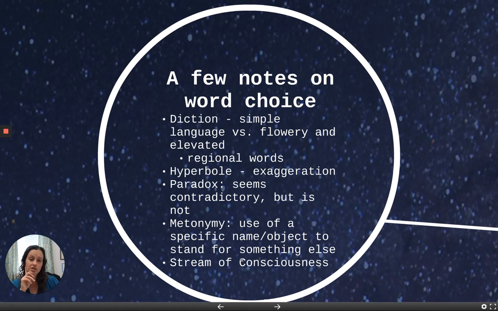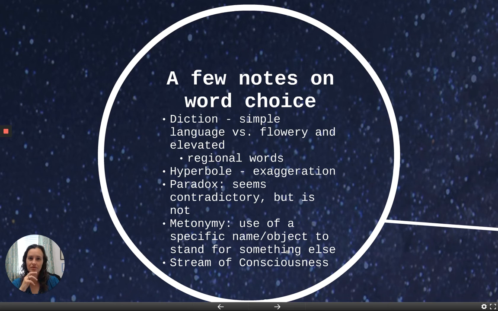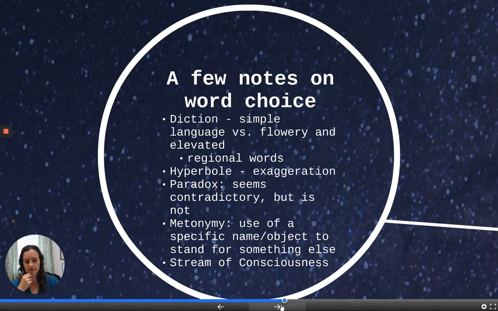And the stream of consciousness is a type of writing where the writer writes the way they think. And the way we think is usually much longer, rambling sentences. And so stream of consciousness is sort of a psychological writing, which is also a particular type of word choice.